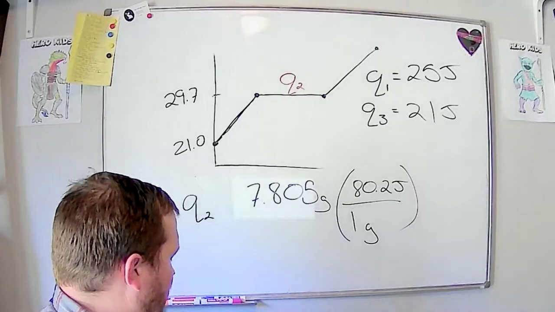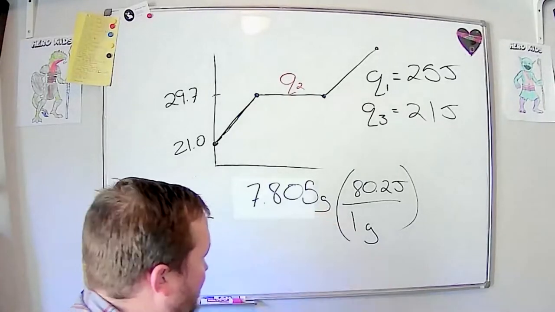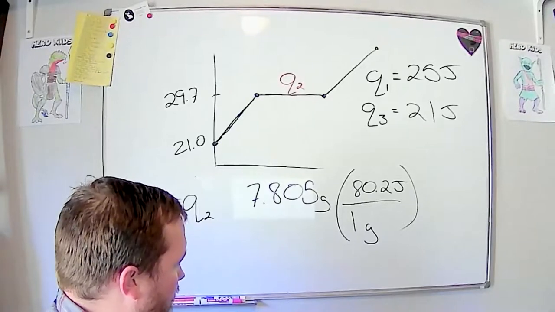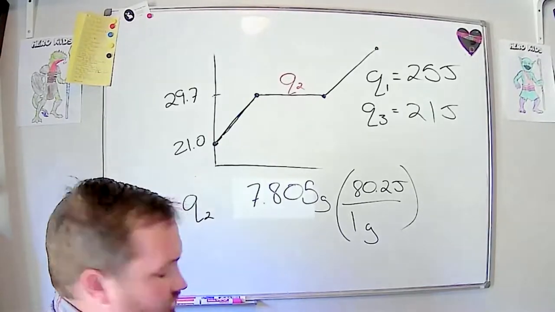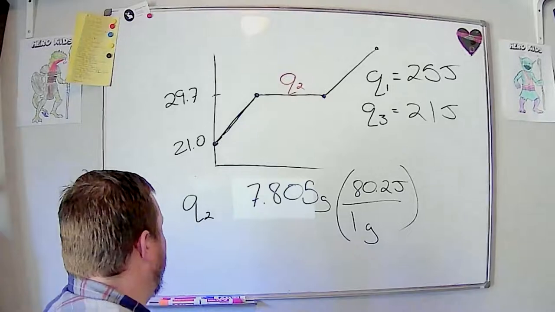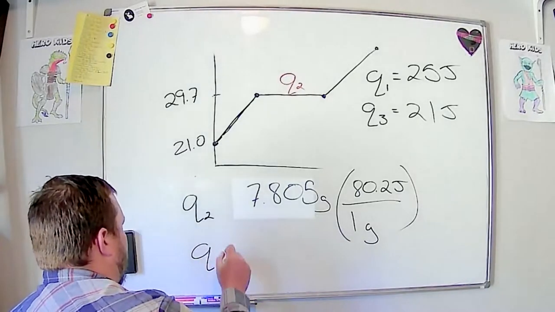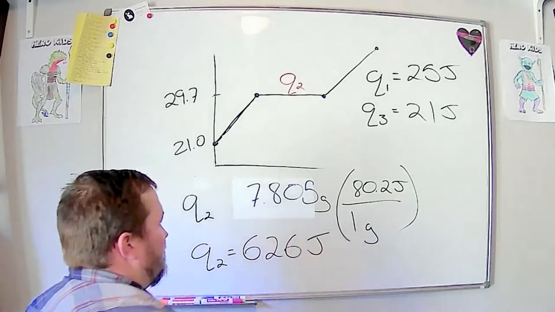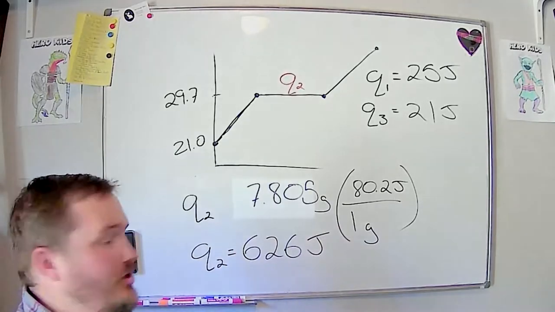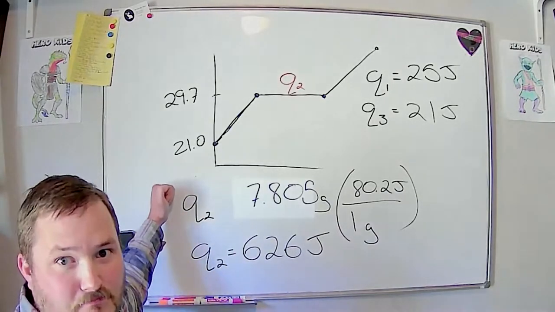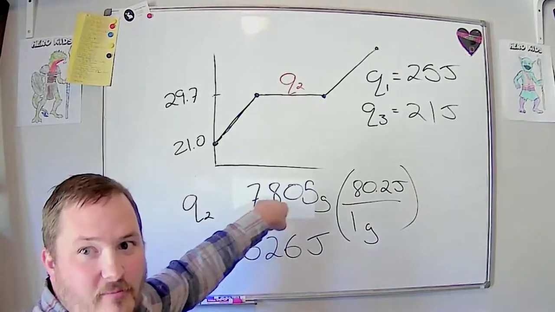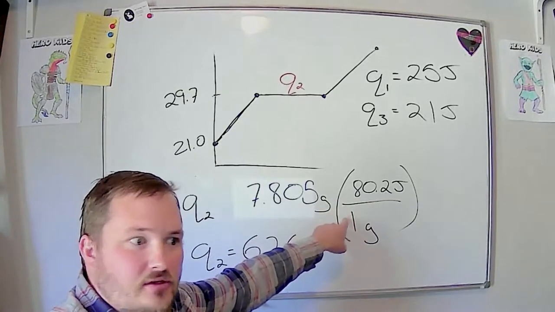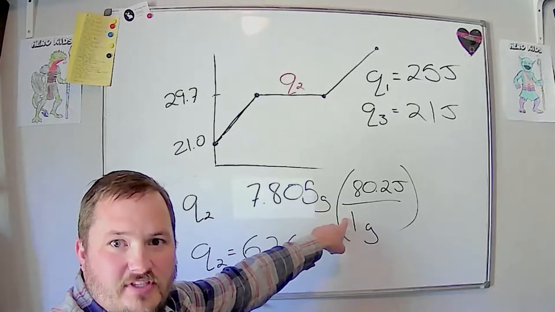And when we plug that in, our grams cancel grams. Get 626 joules. We get to keep 3 sig figs here because we don't have a delta T term, right? All we have is 4 sig figs on the mass, 3 sig figs on the delta H. So that's what we're going to keep. It's 3 sig figs.